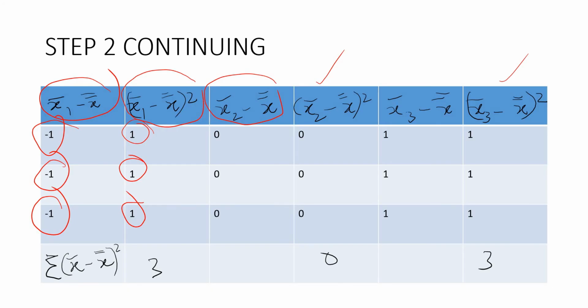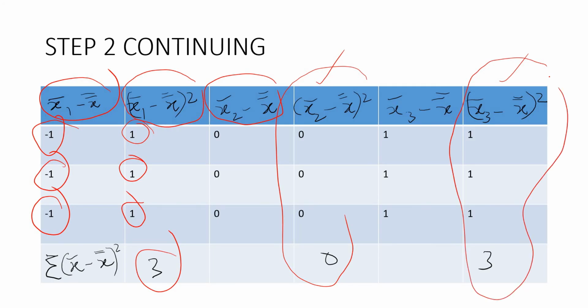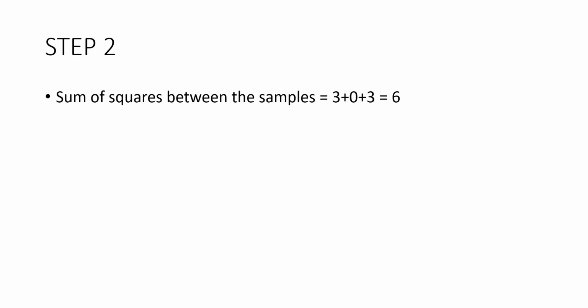Then we need to calculate the sigma of these. So sigma of x1 bar minus x double bar, it is 3. The sigma of this, it is 0. The sigma of this, it is 3. You got it? So fine. Step 2, you understood. This is easy.